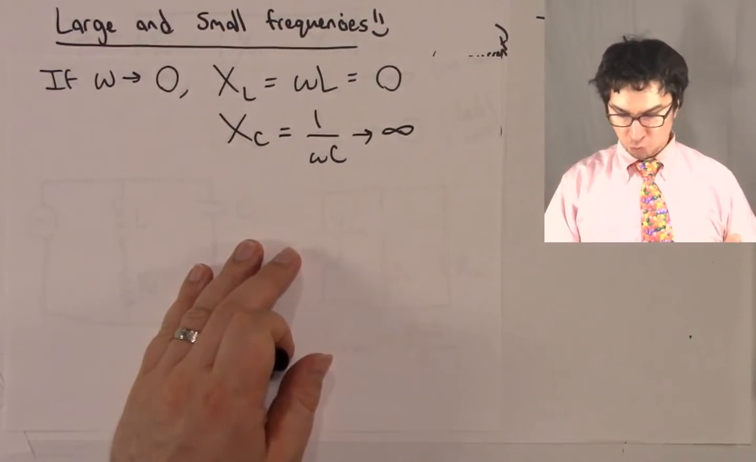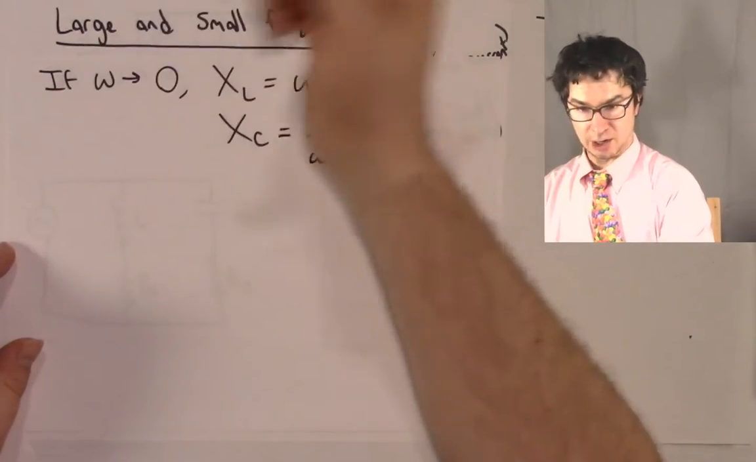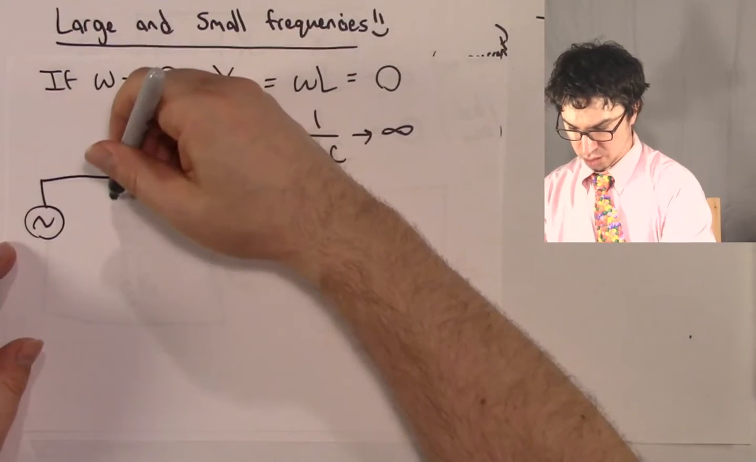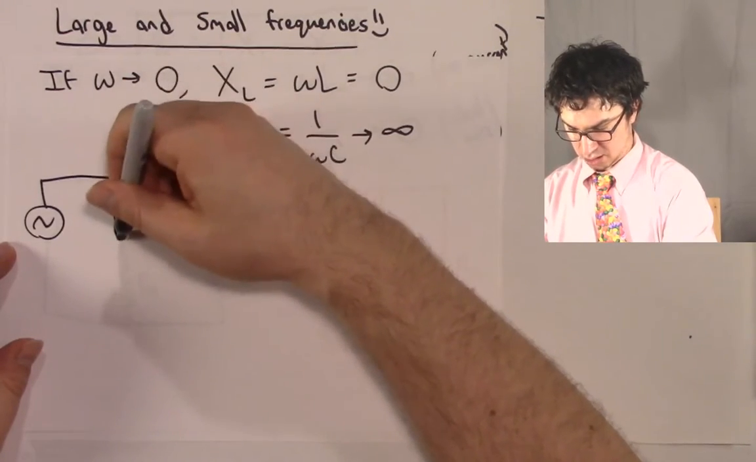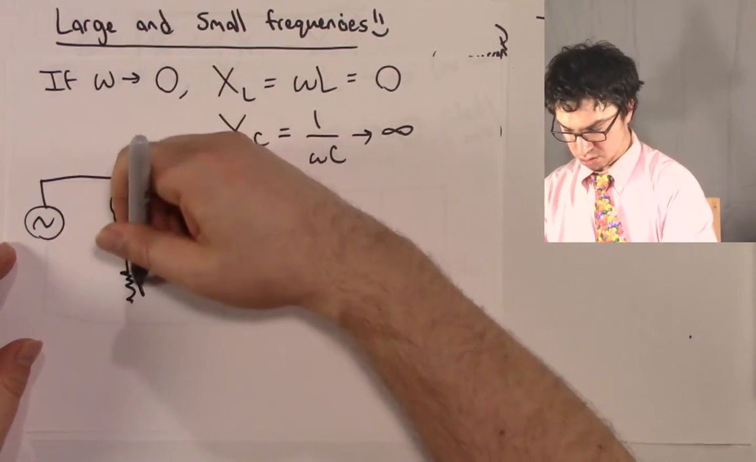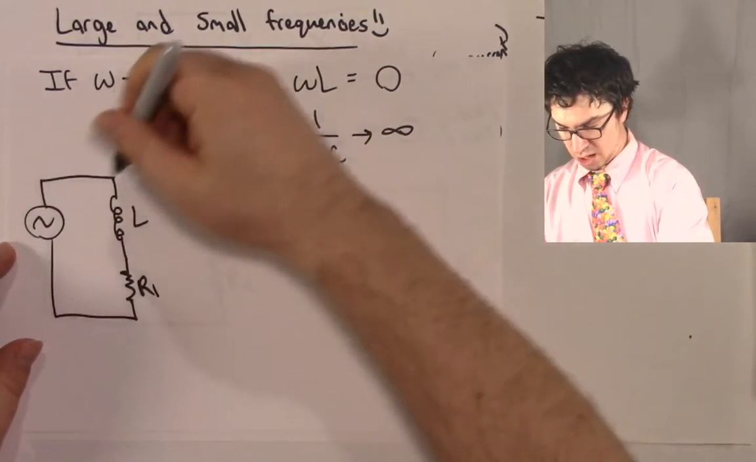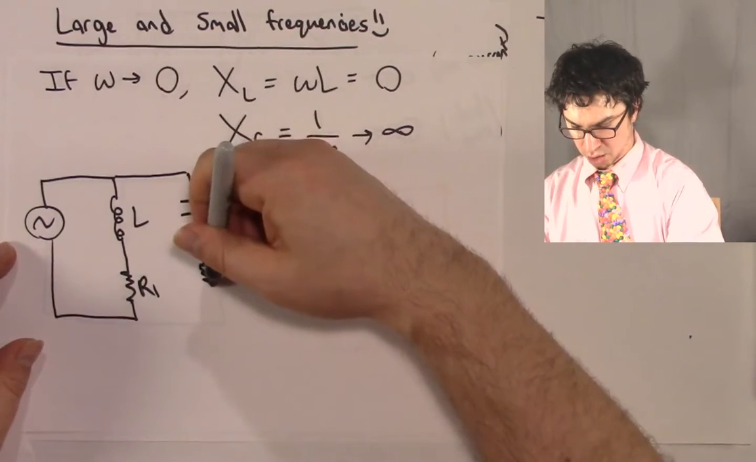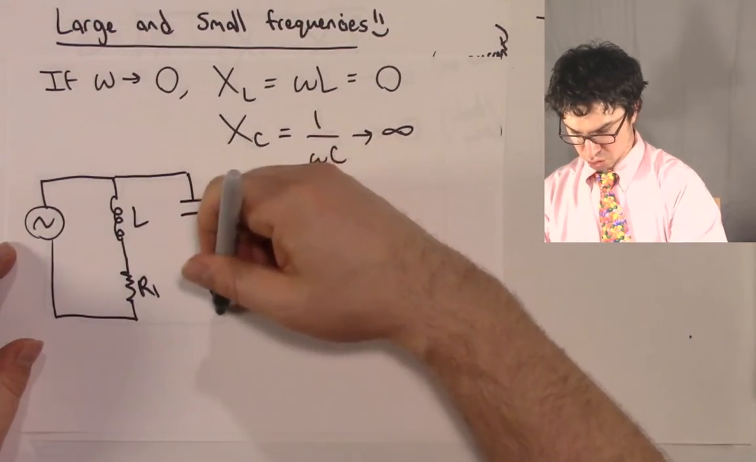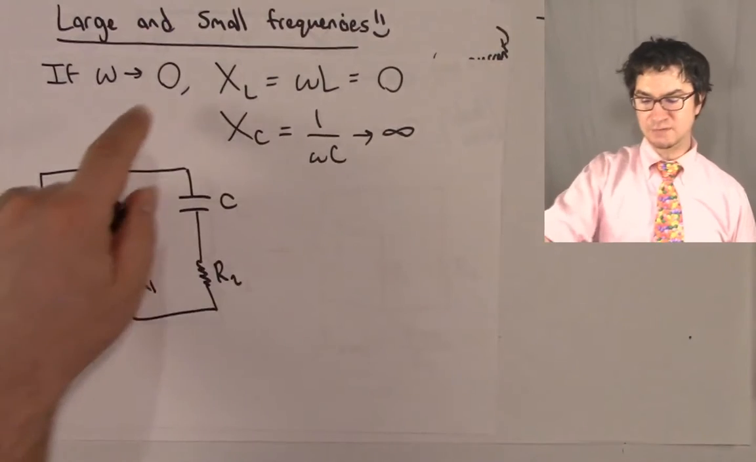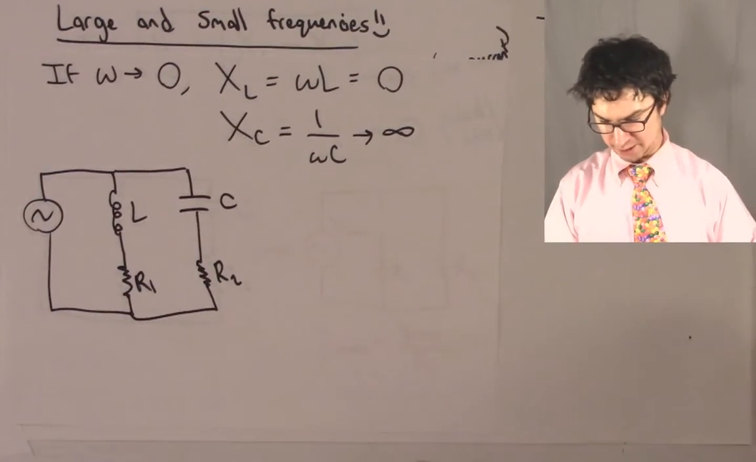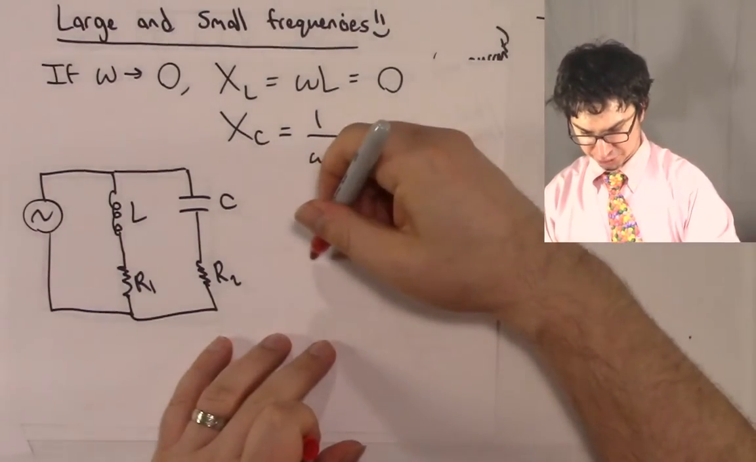So if we reconsider the original diagram in which we had the AC source, and we had our inductor L, and we had our R1, and we had our capacitor C, and we had our R2, we might ask ourselves, at a very, very small omega, what would the new circuit look like? Well, let's draw it.